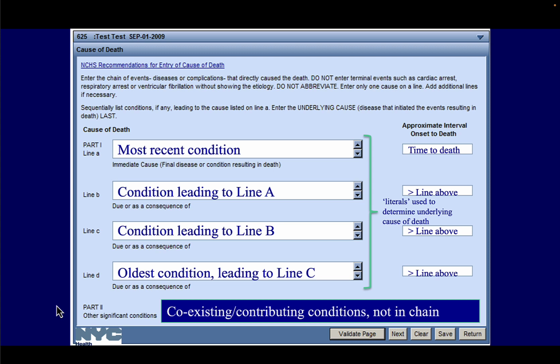Here's an example of a screenshot from the web-based system that can be used by physicians to submit information on the cause of death. In Part 1, the most recent condition and the other causes leading to the most recent condition are termed the literals. And this information taken together is what's used to determine the so-called underlying cause of death. The information in Part 2, while relevant, is generally not used to determine the underlying cause of death. One other thing to note on the right-hand side of the screen here is that there's a place to enter information on the timing of each cause or event.